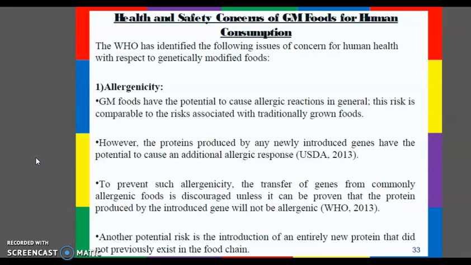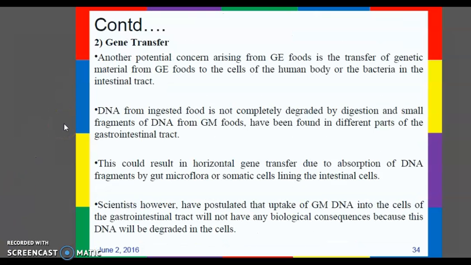Another potential risk is the introduction of an entirely new protein that did not previously exist in the food chain. The next one is gene transfer. The transfer of genetic material from genetically modified food to the cells of the human body or the bacteria in the intestinal tract. DNA from ingested food is not completely degraded by digestion, and small fragments of DNA from genetically modified food have been found in different parts of the gastrointestinal tract. This could result in horizontal gene transfer due to absorption of DNA fragments by gut microflora or somatic cells lining the intestinal cells.